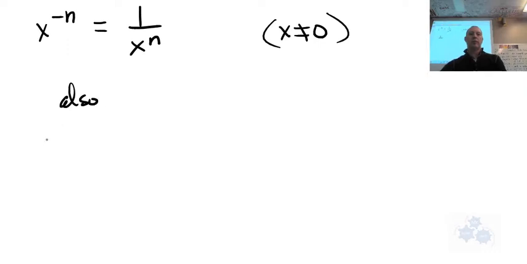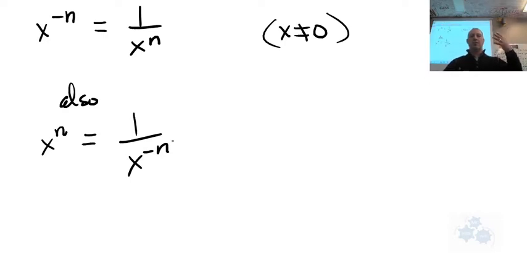Also, x to the n equals 1 over x to the negative n. So the positive, negative nature of the exponent changes when you flip it from the numerator to the denominator. Okay? So here are some examples.